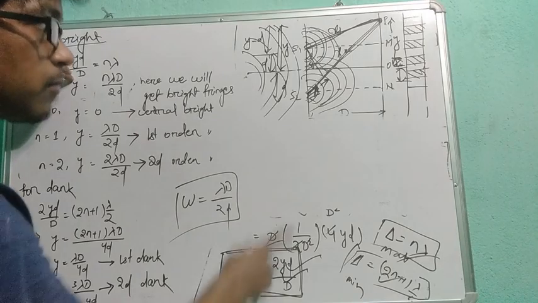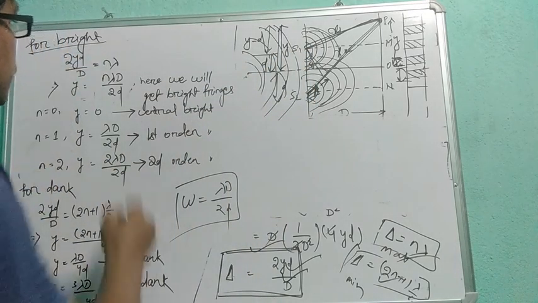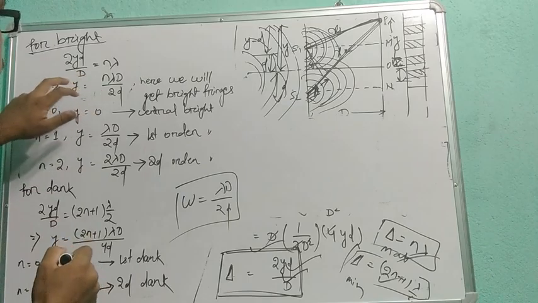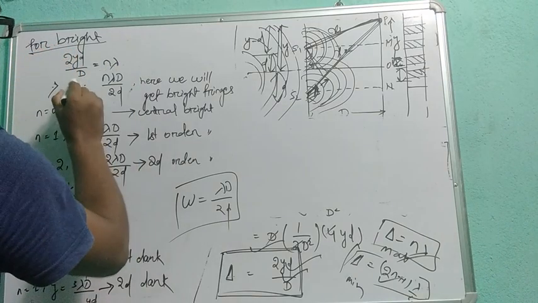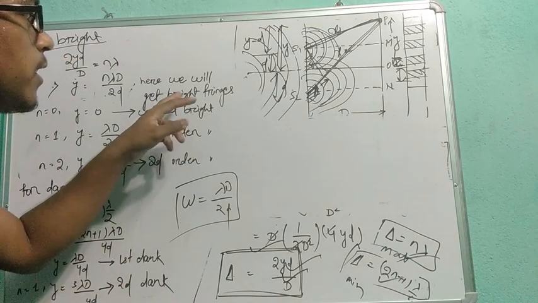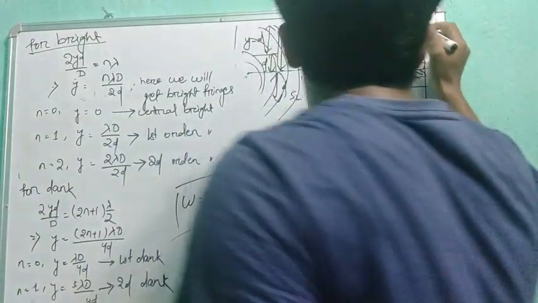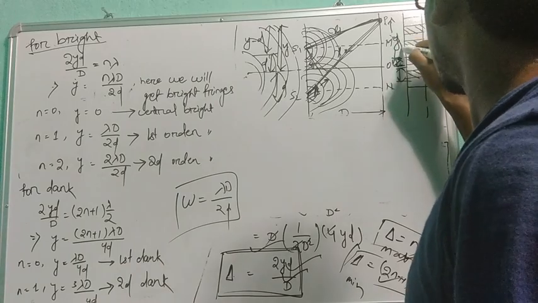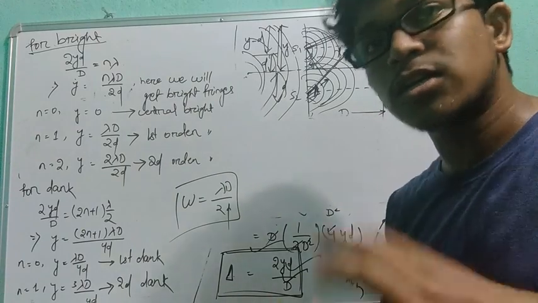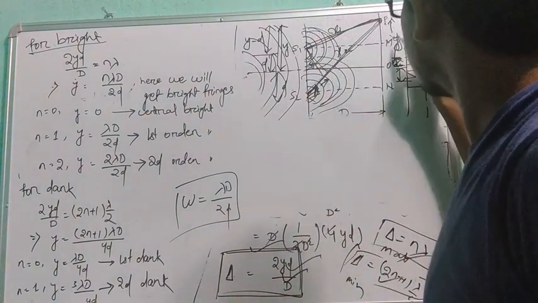2yd you have got from this one, that is n lambda. So let's write y equal to n lambda D by 2d. Here we are getting bright fringes. Means at this point, this is y. Now you see why I had taken y, because I had to get an expression in terms of y, and I got this one.